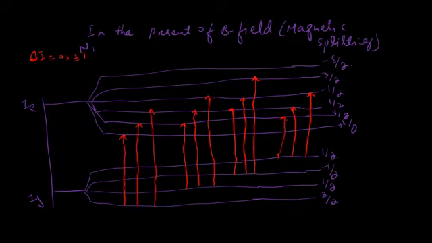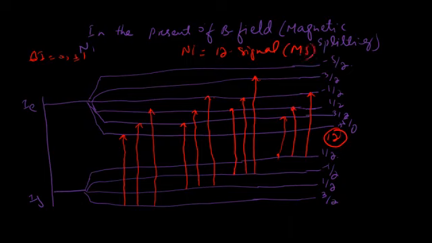So there are 12 possible transitions. In the case of hyperfine splitting in nickel, there will be 12 signals in the Mossbauer spectrum.